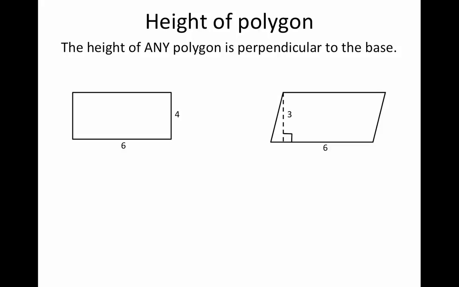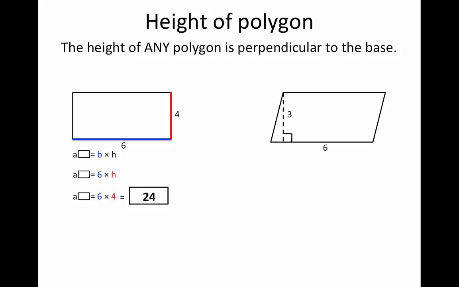So on the example on the left, when I do a rectangle, the formula for the area of a rectangle is BH, or base times height. And so I have to simply substitute in. My base is right there in blue, so I can call that 6. My height is right there in red, so I can call that 4. Multiply those together, and I get 24, and that's my answer.